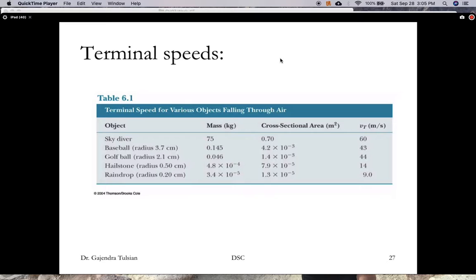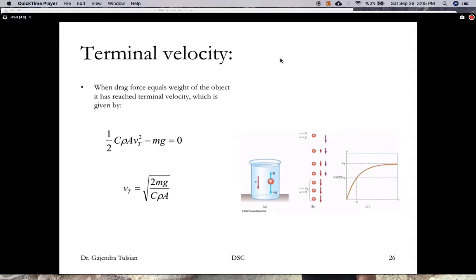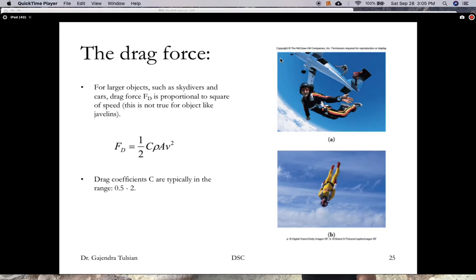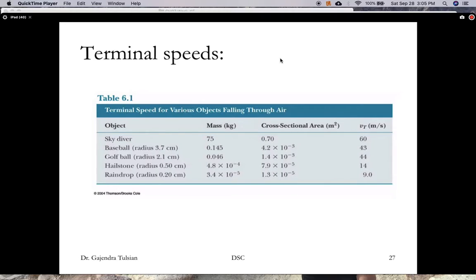Here are terminal speeds of some objects falling down through air on Earth. A skydiver falling down with a cross-sectional area of 0.7 square meters has a terminal velocity of 60 meters per second. Again, that's roughly 150 miles an hour, and that cross-sectional area is for this configuration.